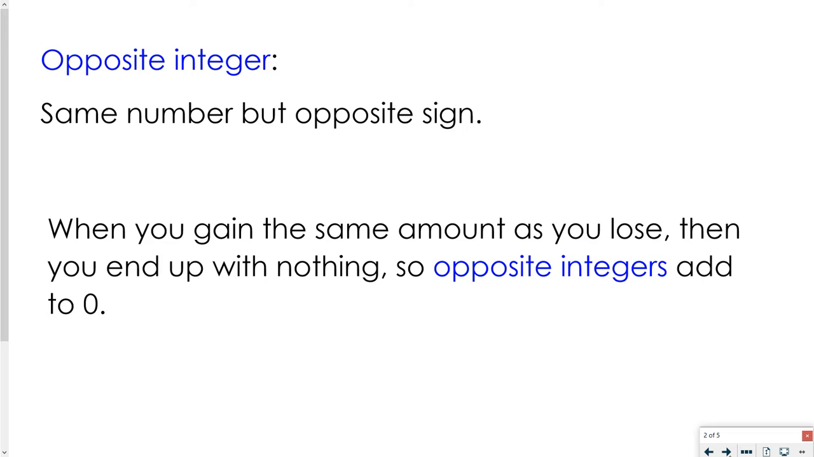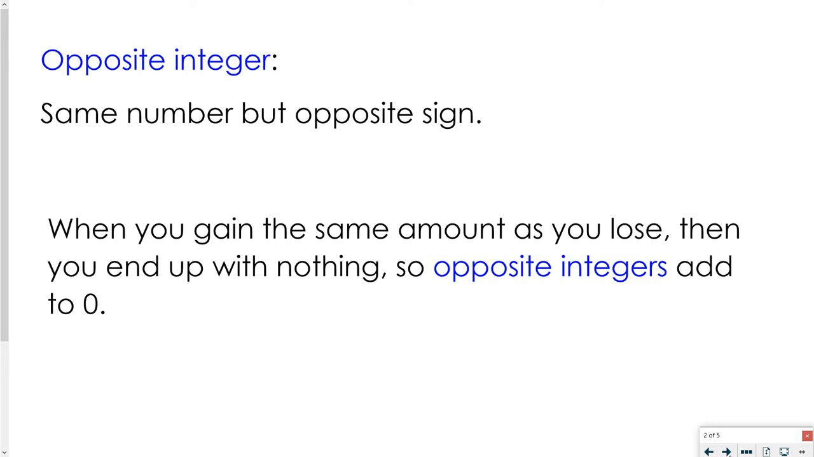The other thing you need to understand is what an opposite integer is. We went over this somewhat last week, but we're just going to reiterate it again. Opposite integers are the same number, but opposite signs. So when you gain the same amount as you lose, then you end up with nothing. So opposite integers always add to 0. I'm sure that's what we were doing when we were canceling out gains and losses. Remember that from last week, when we had the same gain as loss, they canceled each other out.